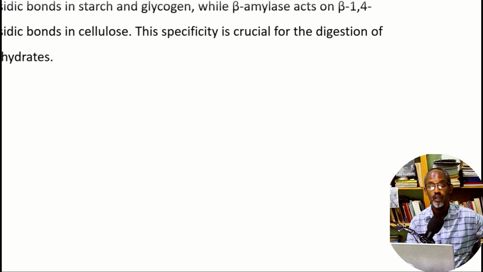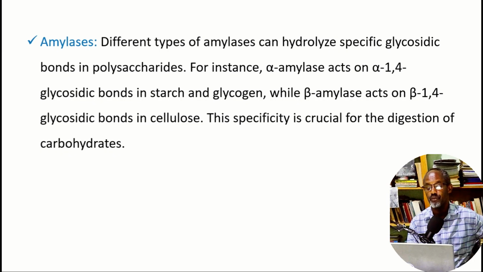Different types of amylases can hydrolyze specific glycosidic bonds in polysaccharides. For instance, alpha amylase acts on alpha 1,4 glycosidic bonds in starch and glycogen, while beta amylase acts on beta 1,4 glycosidic bonds in cellulose. This specificity is crucial for digestion of carbohydrate. I have told you about this amylase specificity. This is additional information. Amylase shows bond specificity here. Alpha amylase cuts the alpha 1,4 glycosidic bond, whereas beta amylase cuts the beta bond. Therefore, this is bond specificity.